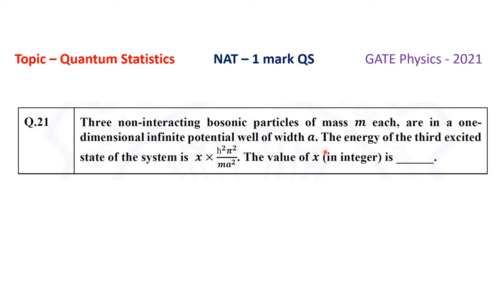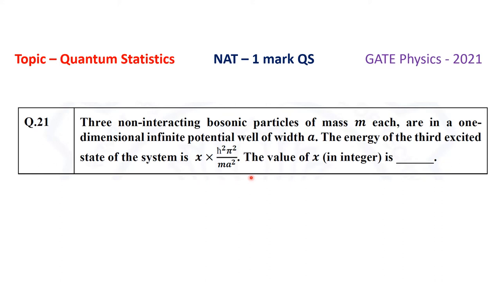a. The energy of the third excited state of the system is x multiplied with h cut squared pi square by m a square. Then the value of x in the integer form is, so we have to find the value of x for the third excited state of this system.